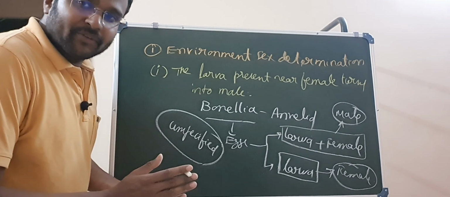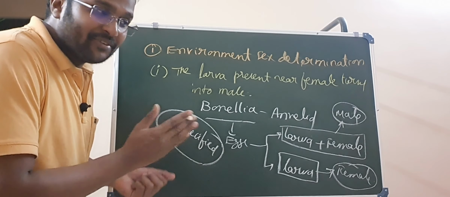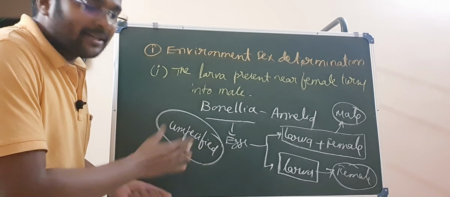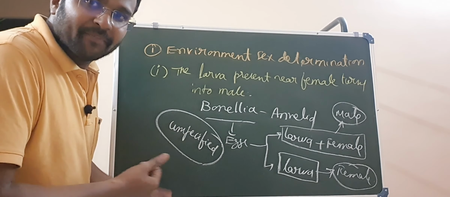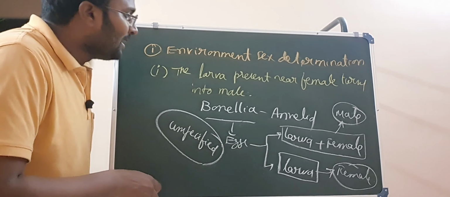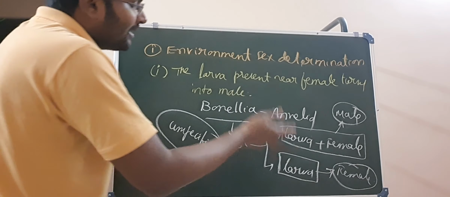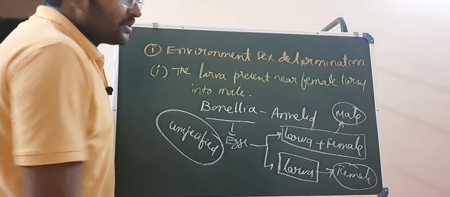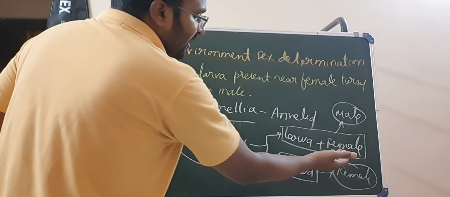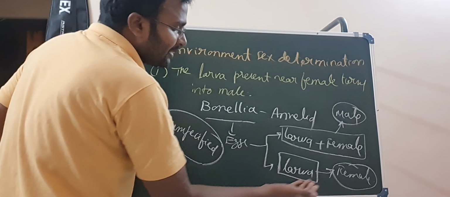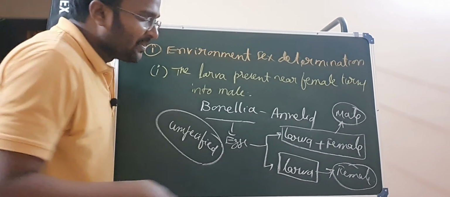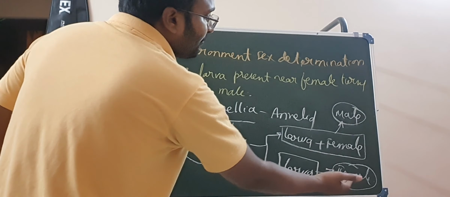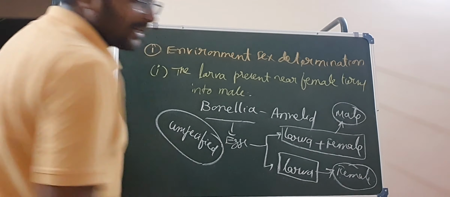So the larvae which are present near the female, in the vicinity of the female, are being absorbed by the female, taken up by the female, and they will turn into male. The others which are freely living will turn into female. The larvae which are taken up by the female will turn into male, and the larvae which are freely present will turn into female, male and female actually.